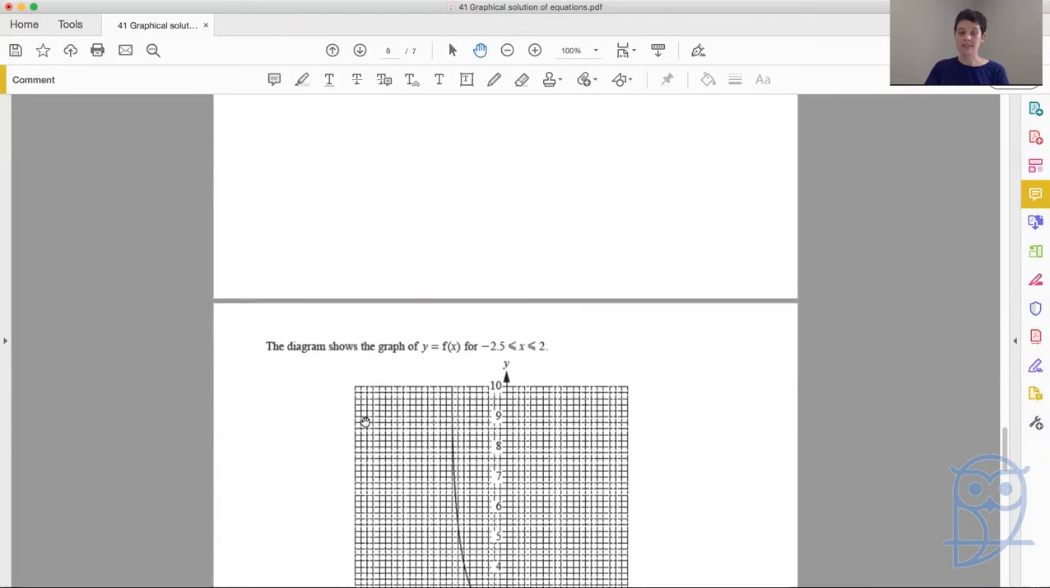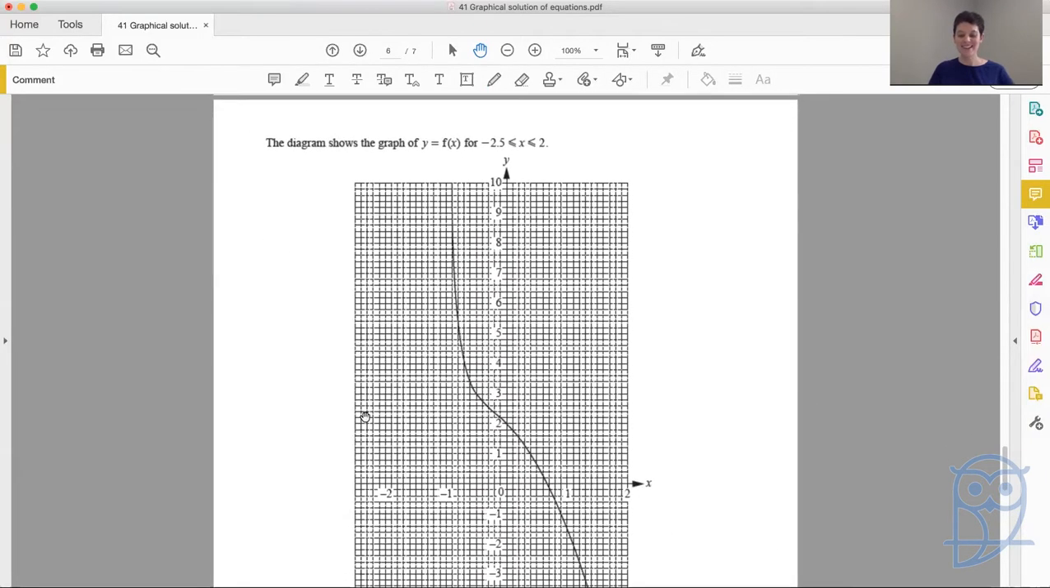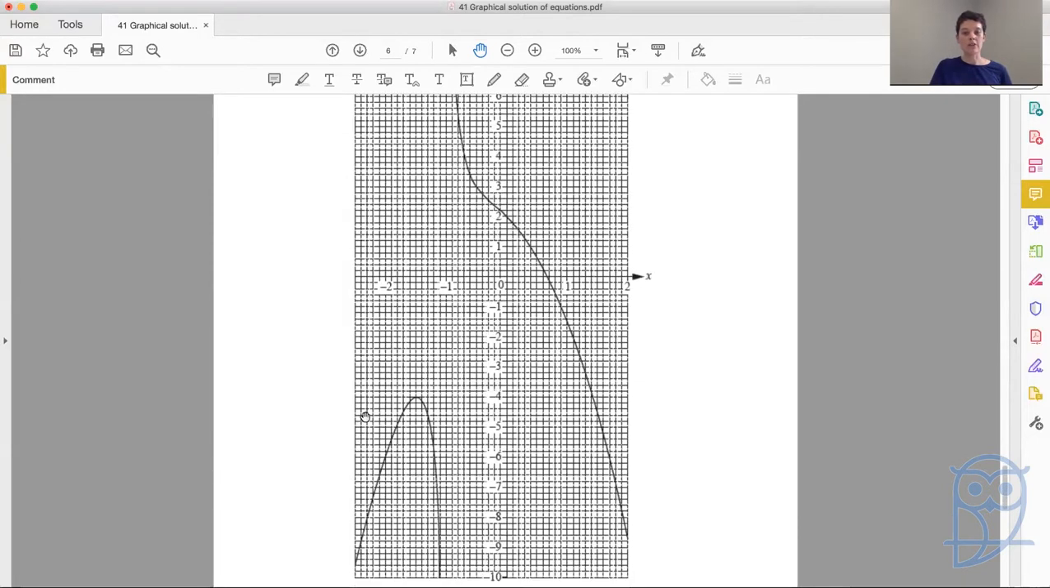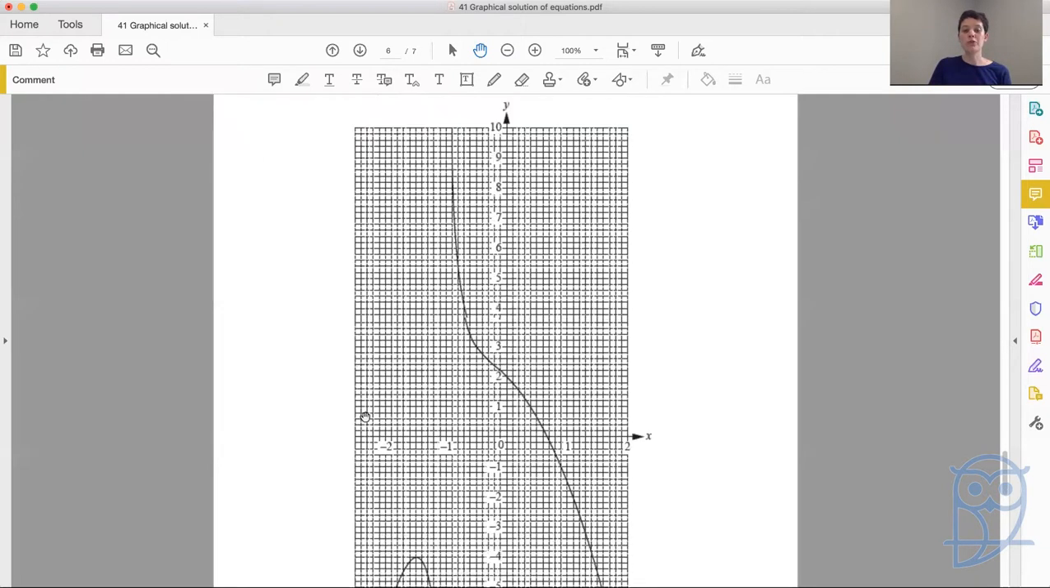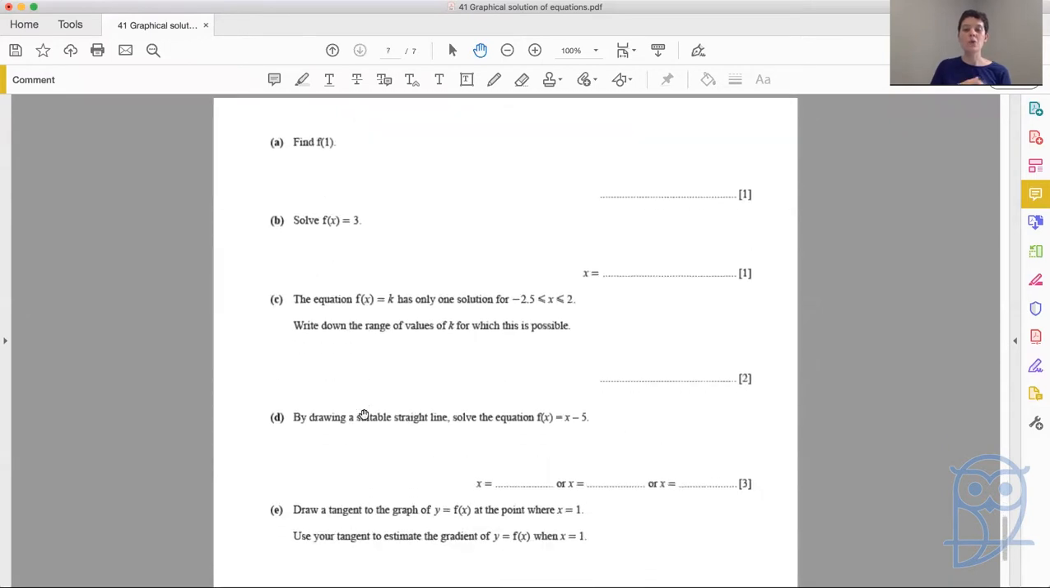Our last question is slightly different yet again. I told you there's a lot of variation in these questions. Okay, so here, the diagram shows a graph of y equals f(x) for minus 2.5 less than or equal to x less than or equal to 2. So this looks rather familiar. It's an odd-shaped graph. It's going up and down, okay? But now we're using y equals f(x), so we're bringing in function notation as well. So they've drawn it for us. This question is all about understanding what's going on and working with this graph.